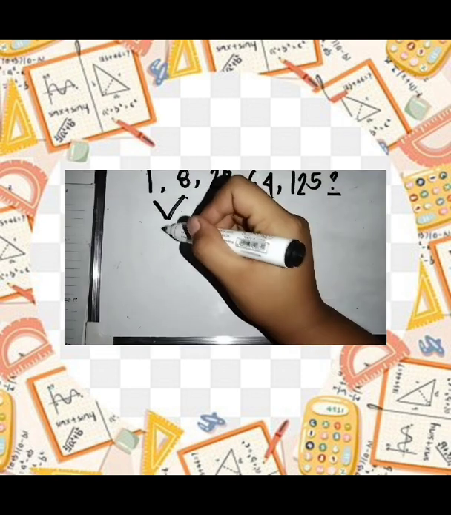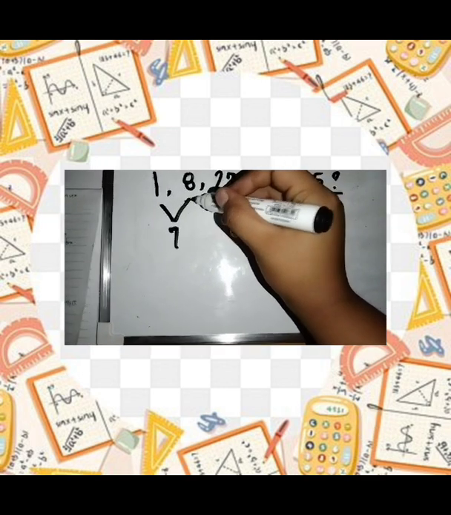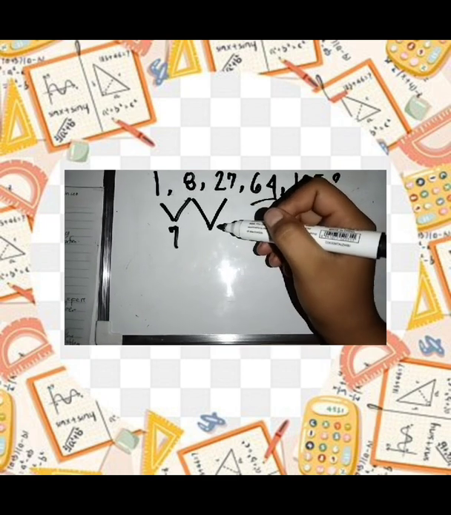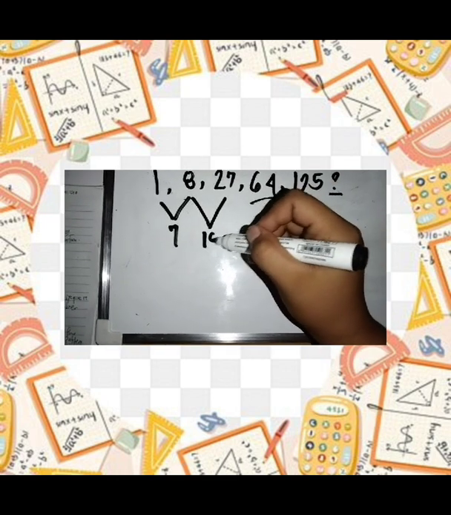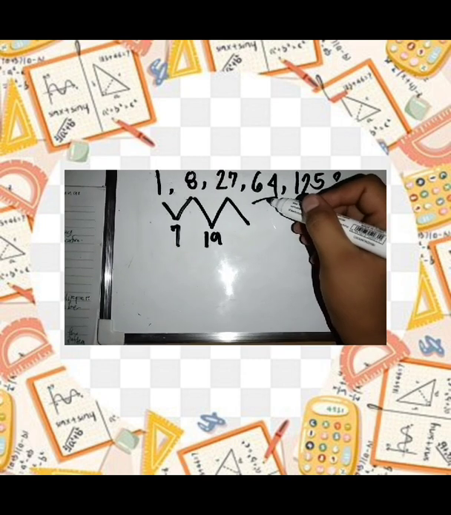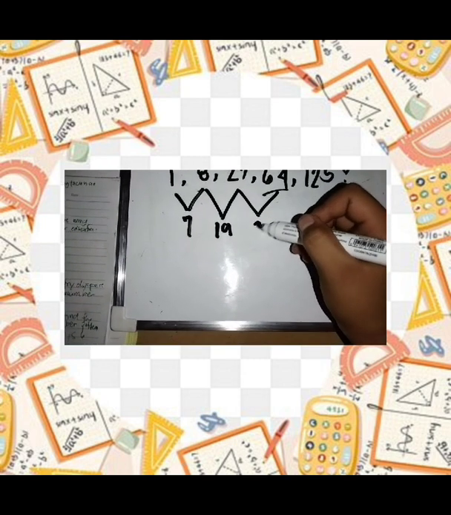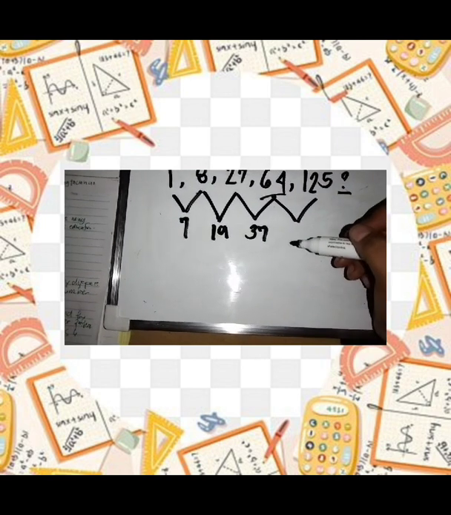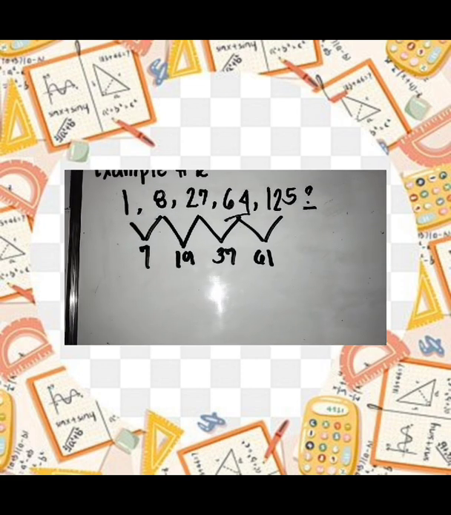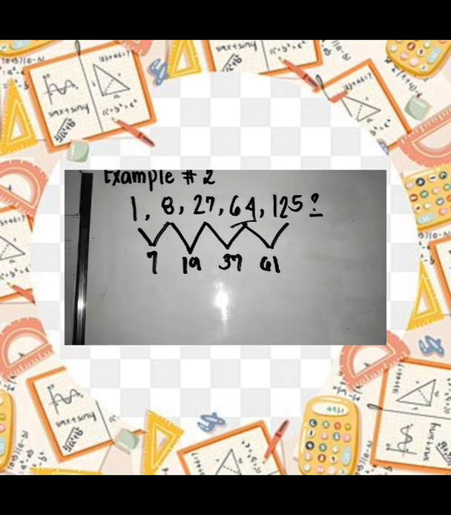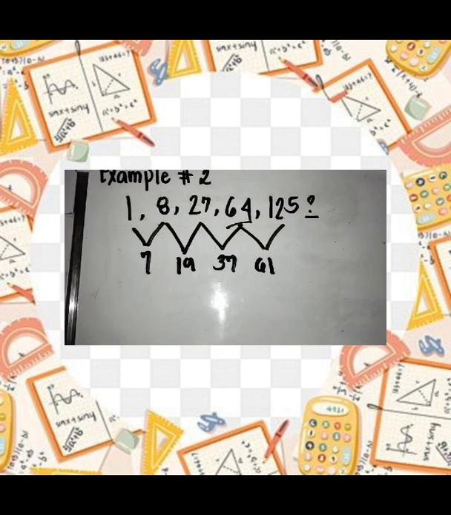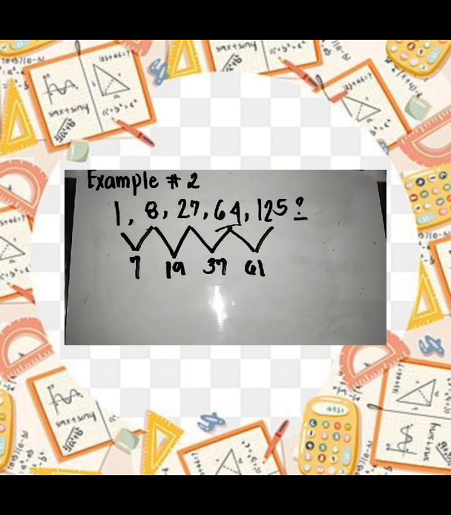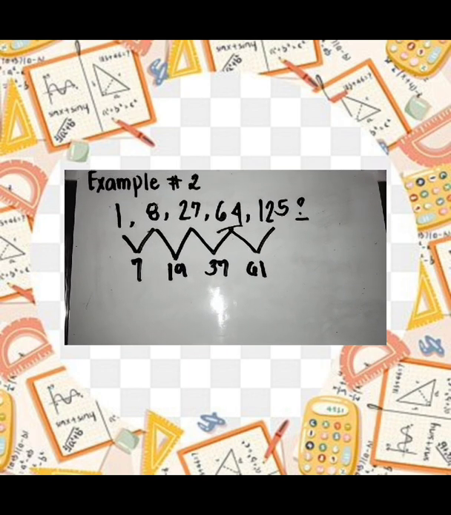1 minus 8 is equal to 7. 8 minus 27 is 19. 27 minus 64 is 37. 64 minus 125 is 61. In that situation, there is still no pattern. We will find another difference.